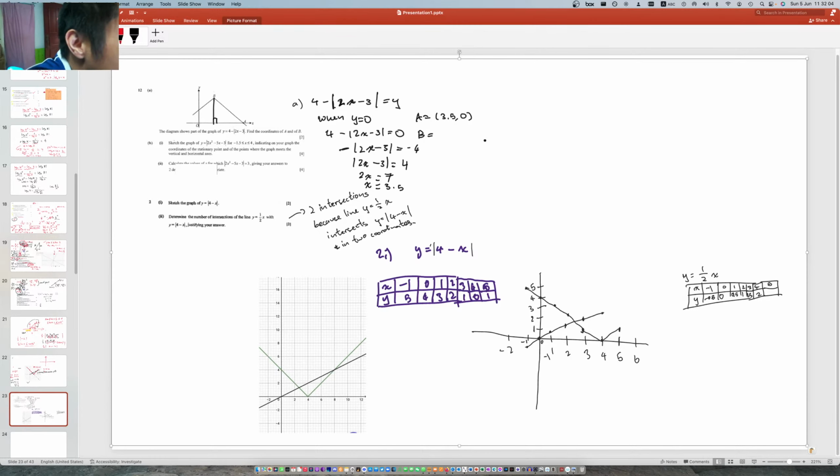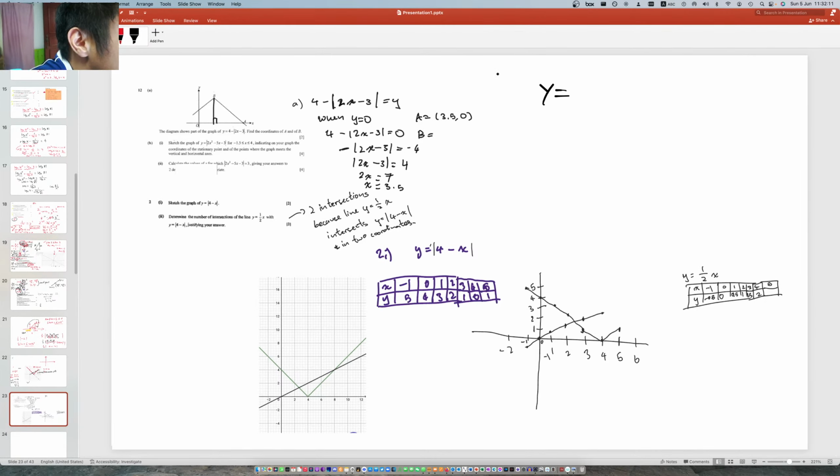Okay, first thing first, the diagram shows part of the graph. It's already here, so it means you have this. Let me see if you get it correct. They ask you to find the coordinates of A and B. So what's so special about A? What's so special about B? Very easy. A is very special because the x is not known but the y is known. It's 0, so you sub it in. Okay, good. Hold on, I'm looking at it.